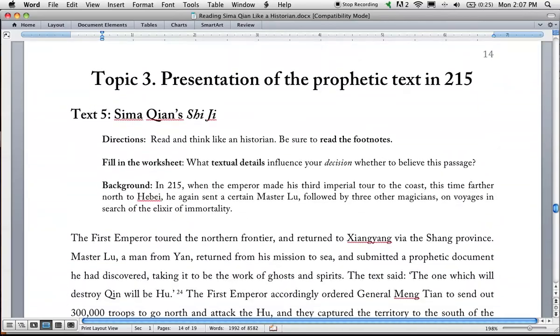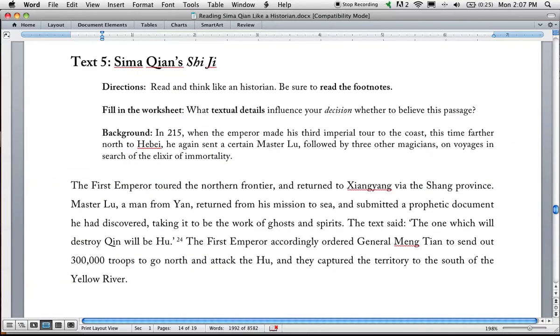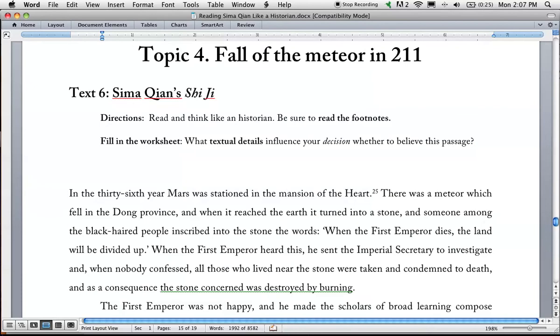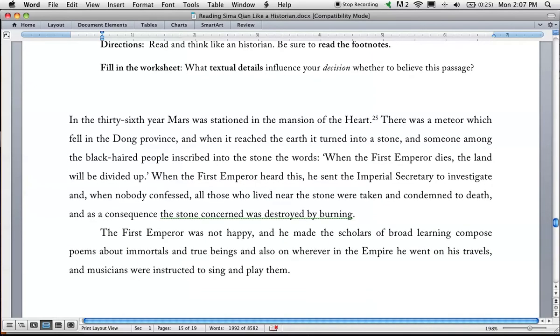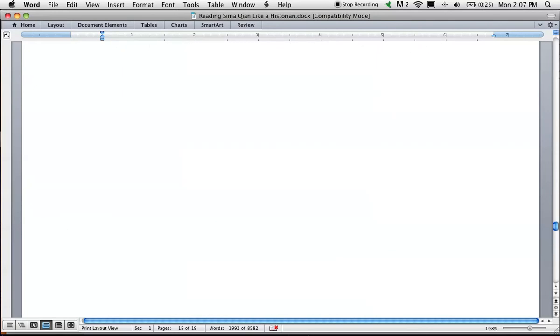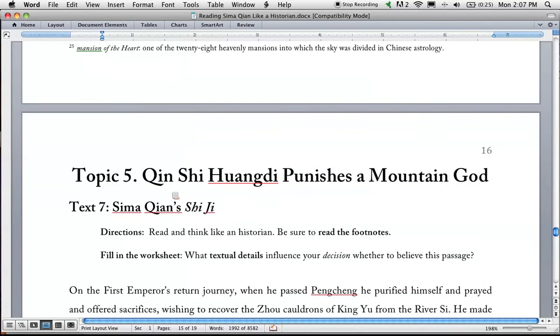Next, you didn't read about these, but these are wild. A prophetic text, a fortune-telling, future-telling text that Sima Qian writes about. And that's just a paragraph. Another paragraph on a mysterious meteor that falls during the end of the Qin dynasty. And it's a funny story.